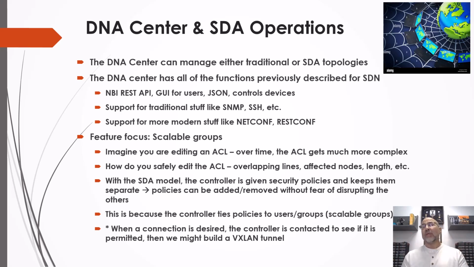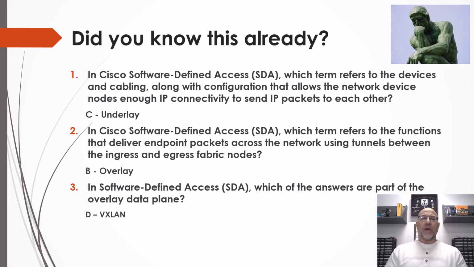Then and only then might we build a VXLAN tunnel. All right, so hopefully at this point you've got an idea of how the DNA Center controller and the software-defined access sort of operates. The key there is we've got this overlay and underlay, and the mechanism that makes this work is the VXLAN tunnel. But the VXLAN tunnels are only set up when the controller says it's okay. All right, do you know this already?